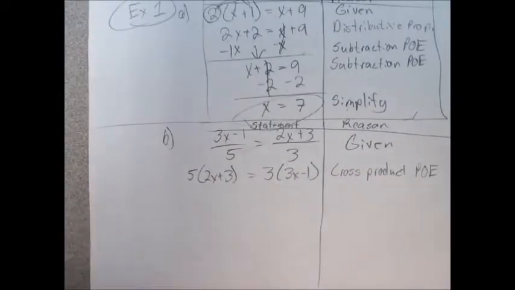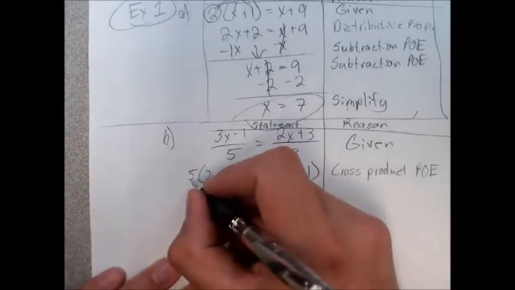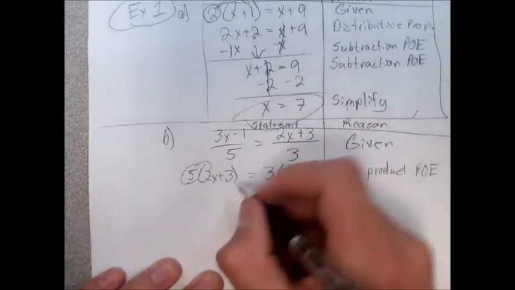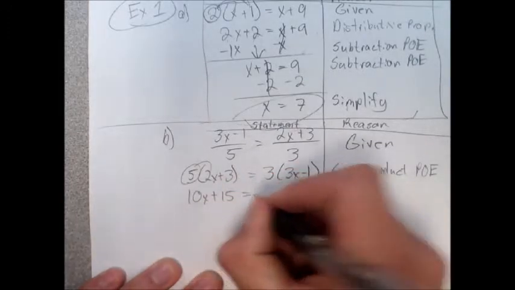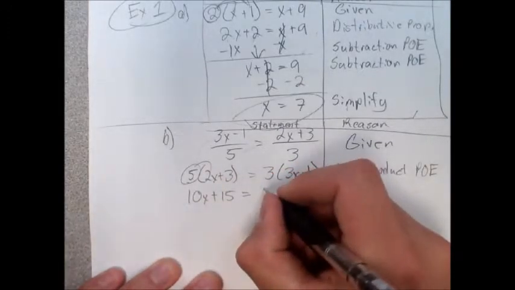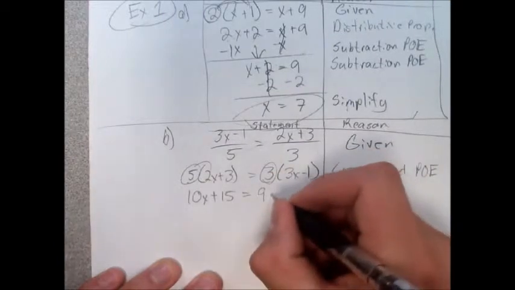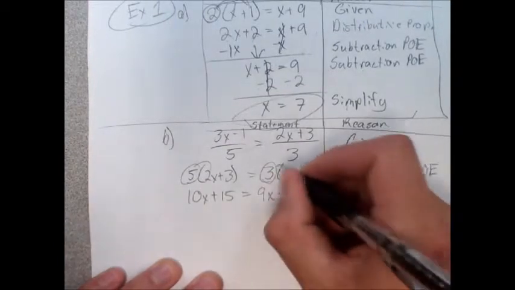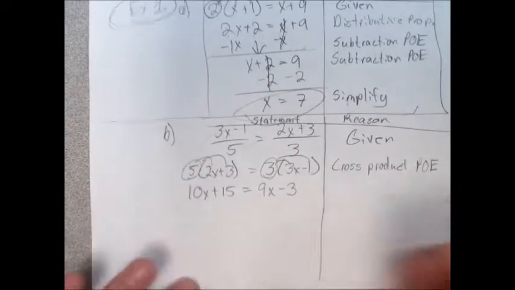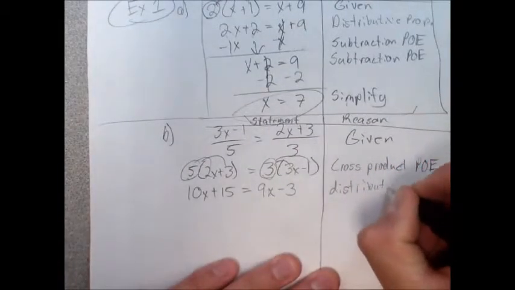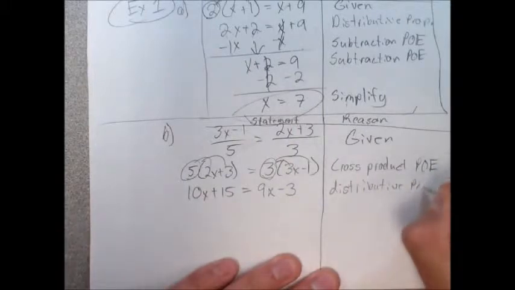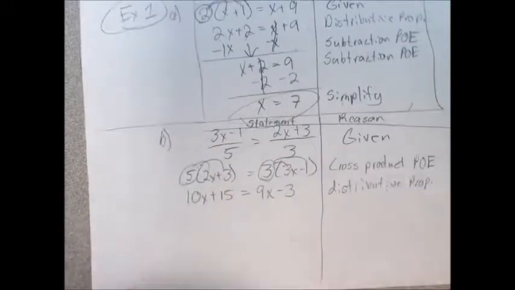All right. So from here, I want to do what? Distribute, right? Plus 15 equals 9x minus 3, right? So I've distributed everything. I used the distributive property. And I've seen the distributive property of equality too. That's not even a thing. Just the distributive property. That's all we used.